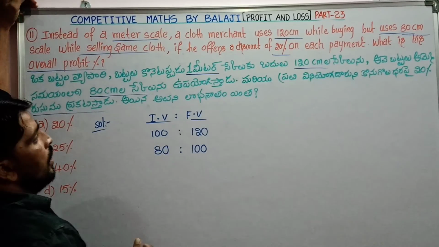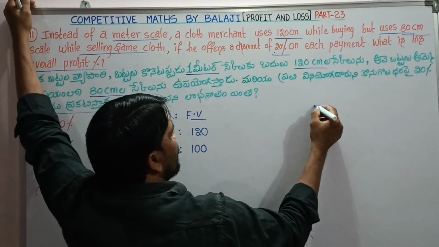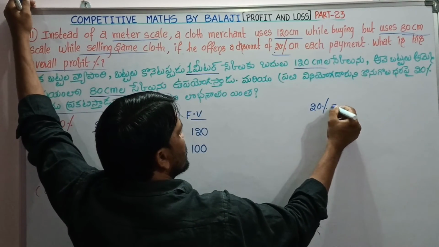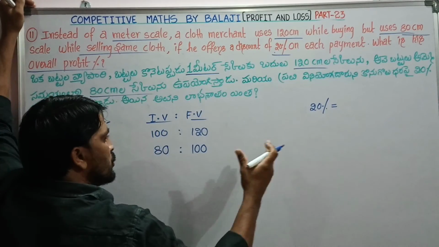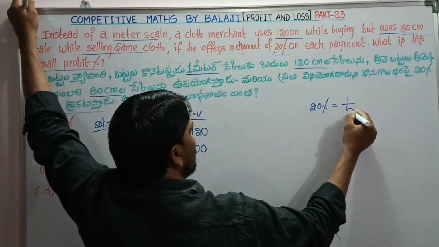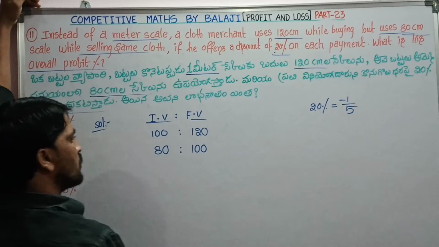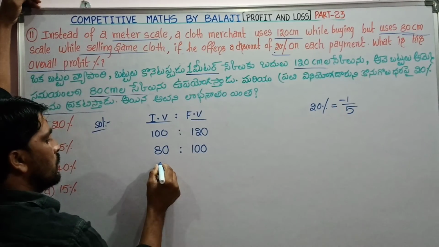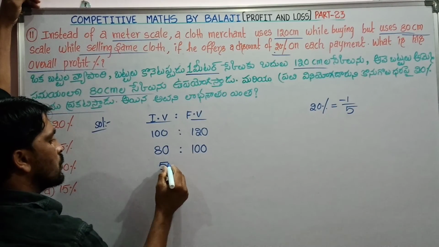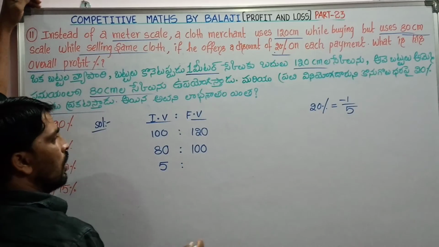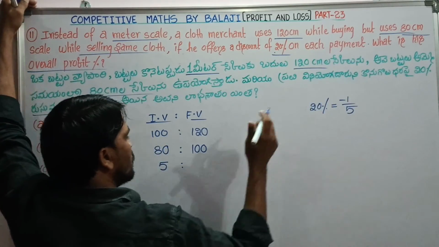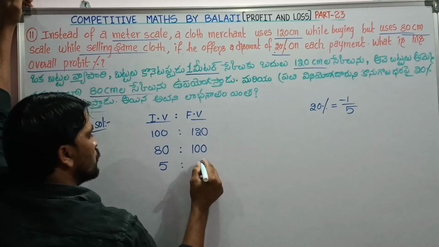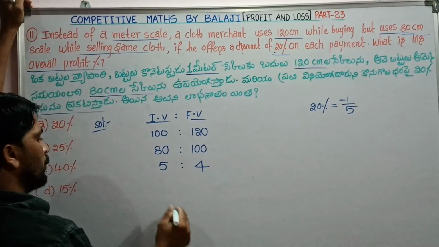Okay. And he offers discount of 20%. Since it is discount, it is arranged in ratio form. 20% fraction value is 1 by 5. Since it is discount, we get a minus symbol. That is, on 5 units of cloth, 1 unit is discount. So selling price is 4 units only.